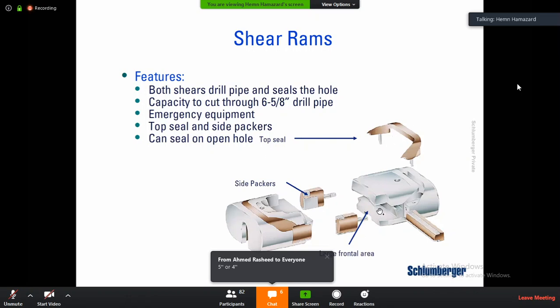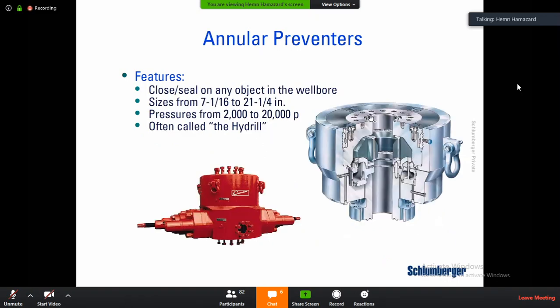Shear rams nowadays are combined with the blind rams. That means as you close, you cut the pipe, you shear, and at the same time you can also seal it. The annular preventer is doing exactly the same job as pipe rams. The only difference is you can close the annular preventer around different sizes of ODs and different shapes of ODs.